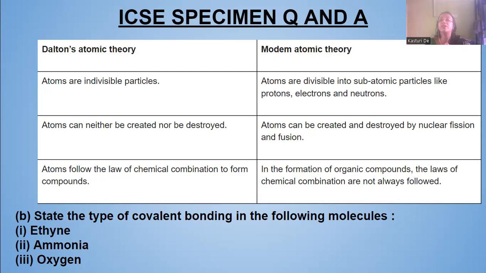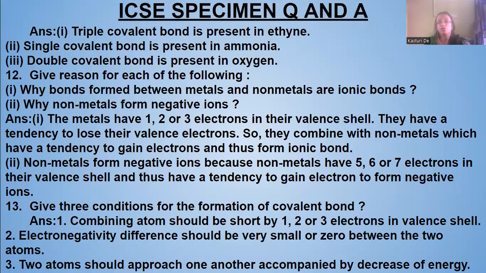The next question is, state the type of covalent bond in the following molecules: ethene, ammonia, and oxygen. Ethene has a double covalent bond, ammonia has single covalent bonds, and oxygen has a double covalent bond. Now give reasons for each of the following: why bonds formed between metals and non-metals are ionic bonds, and why non-metals form negative ions.